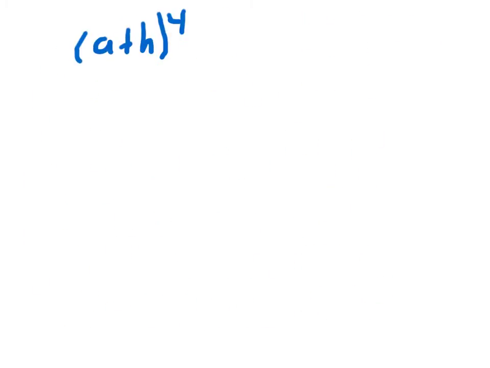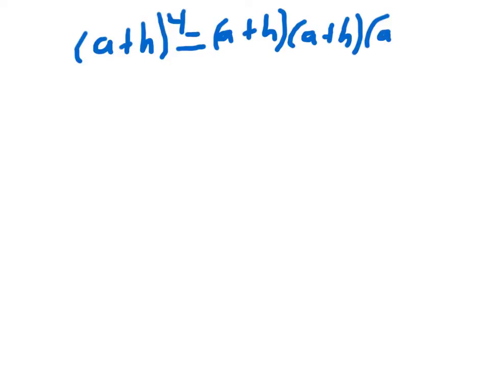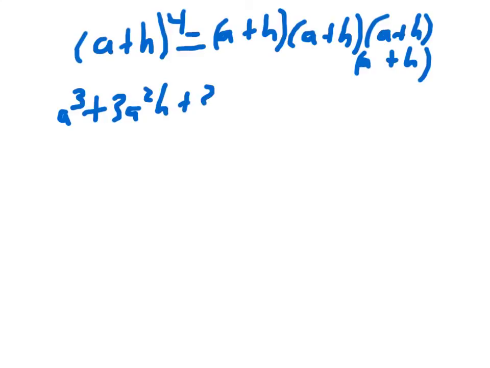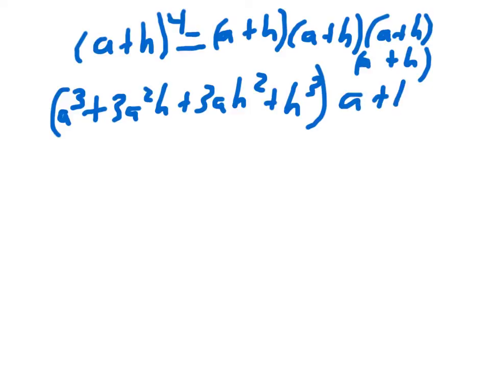Now, the last one is (a + h)^4. Okay, so getting more complicated. But again, the idea is that this is (a + h) times (a + h) times (a + h) times another (a + h). Using the results from the previous problem, I know the first three have got to come out a^3 + 3a^2 h + 3ah^2 + h^3, and then I'm going to multiply that whole thing by another (a + h).